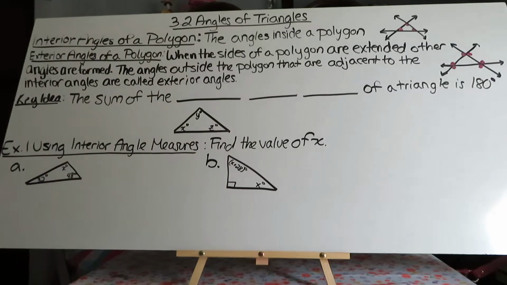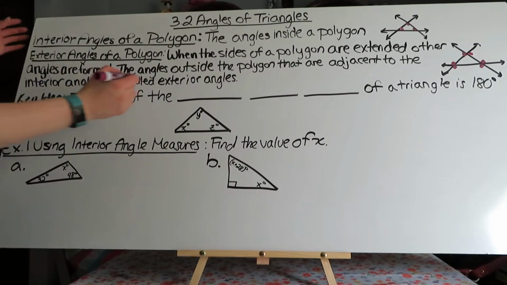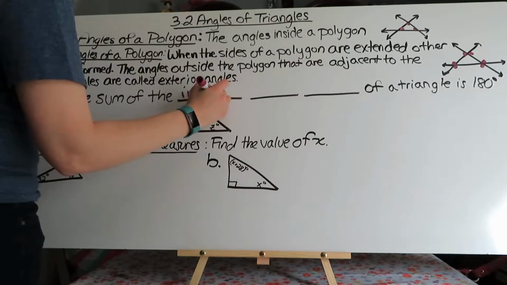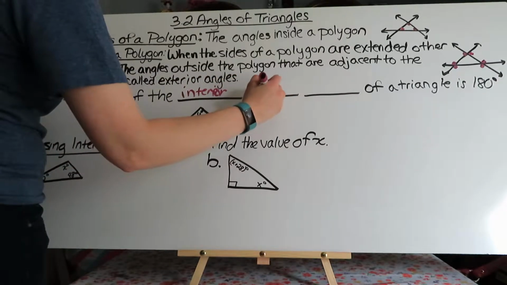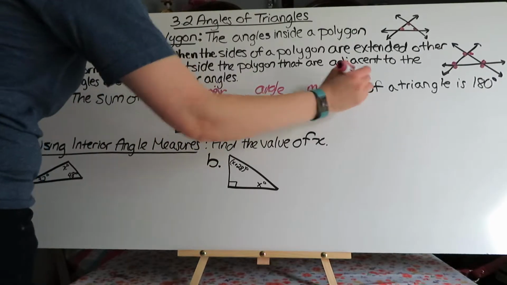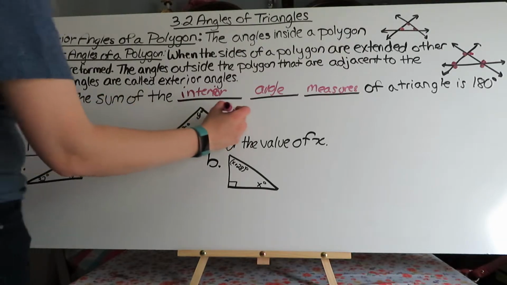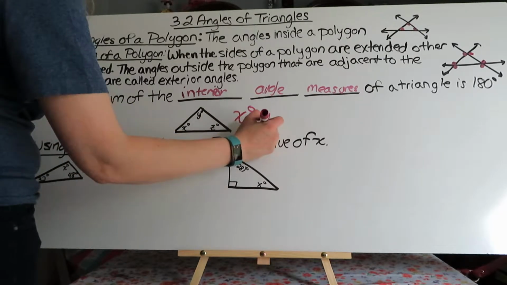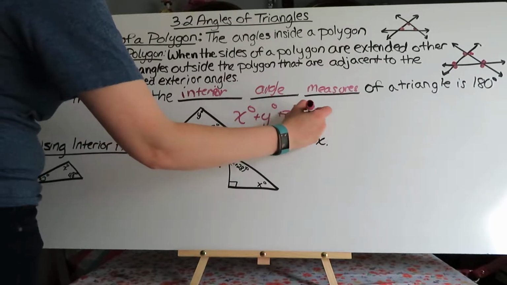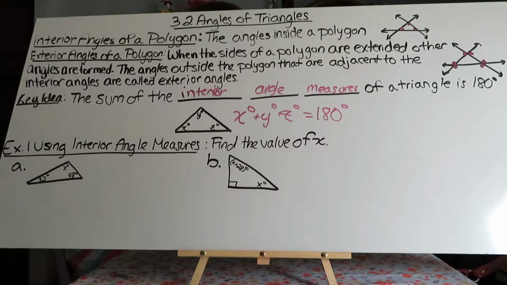All right, so the key idea: the sum of the interior angle measures of a triangle is 180 degrees. So that means that if we take x degrees plus y degrees plus z degrees, that's going to equal 180 degrees. So example 1, using interior angle measures, we're going to find the value of x.